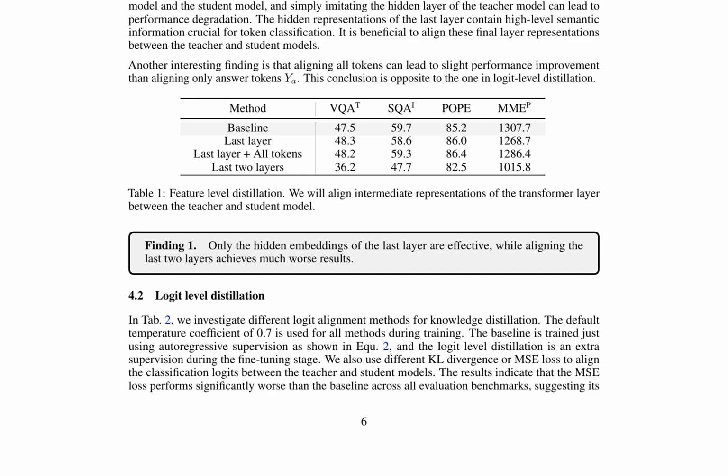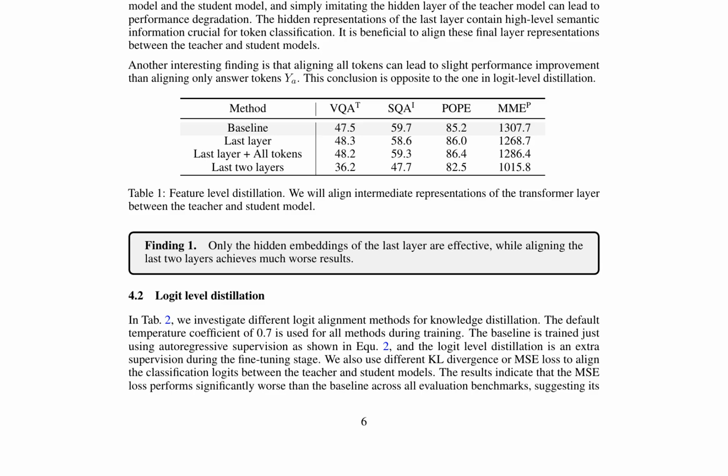The authors then investigate different logit alignment methods for knowledge distillation. They use a default temperature coefficient of 0.7 for all methods during training. The baseline is trained using autoregressive supervision, and the logit level distillation is an extra supervision during the fine-tuning stage. They use different KL divergence or MSE loss to align the classification logits between the teacher and student models. The results indicate that the MSE loss performs significantly worse than the baseline across all evaluation benchmarks, suggesting its ineffectiveness in this context.